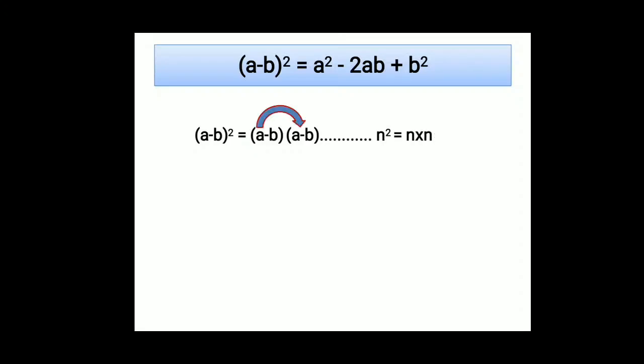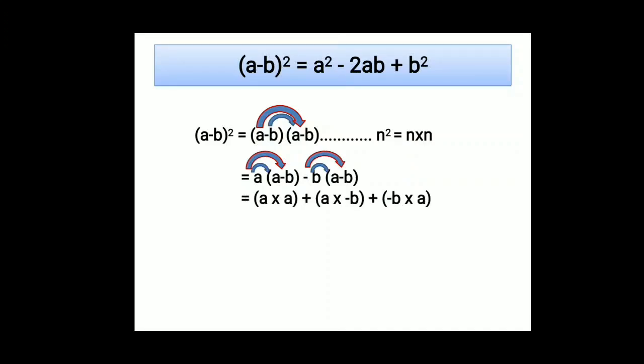Every term in the second bracket has to be multiplied by every term in the first bracket. So we get a multiplied by (a - b) minus b multiplied by (a - b). Now multiplication of single variables gives a multiplied by a plus a multiplied by minus b plus minus b multiplied by a plus minus b multiplied by minus b.